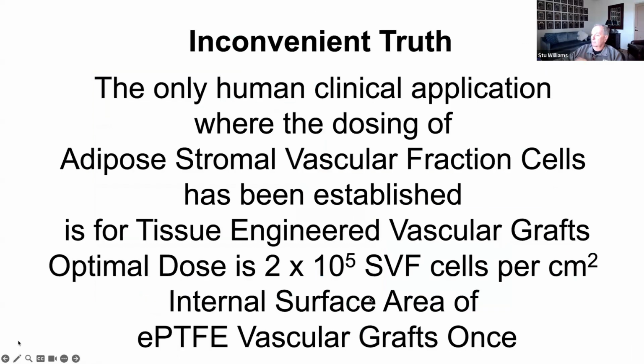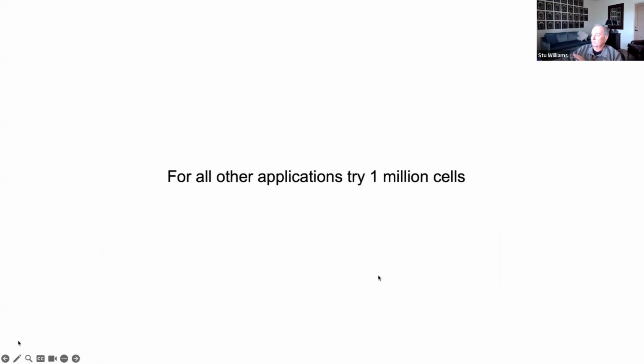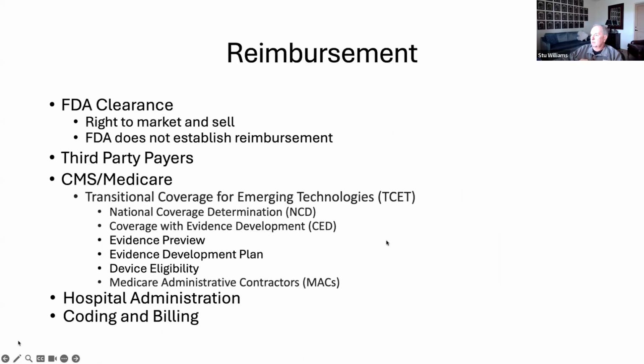So one truth: the only place that SVF dosing has been worked out is for treatment of the internal surface of vascular grafts, where the optimal dose is 2 times 10 to the 5th cells. For all other applications, start with 1 million cells. That's where everybody starts, and work up from there. We've got to do better at understanding it.